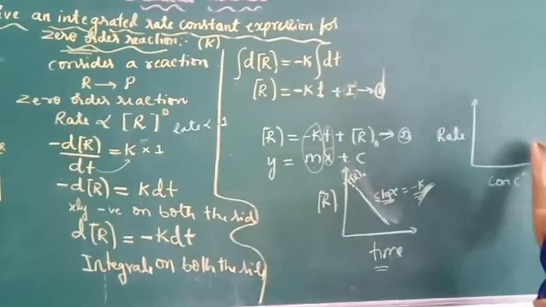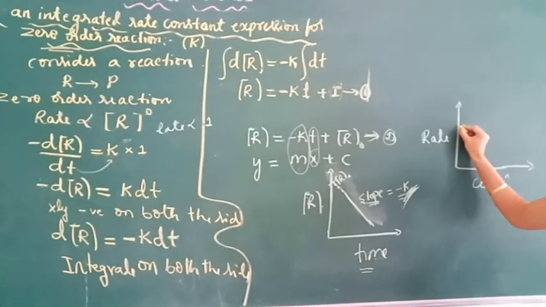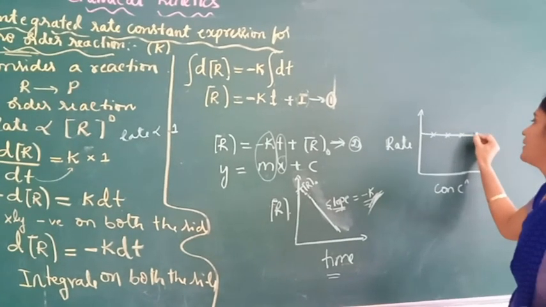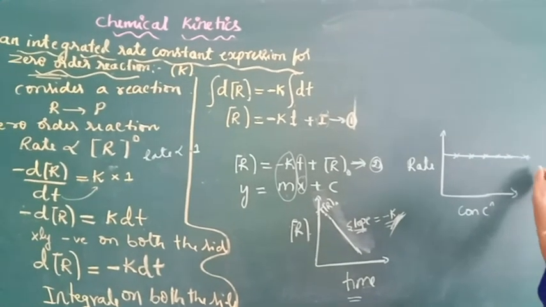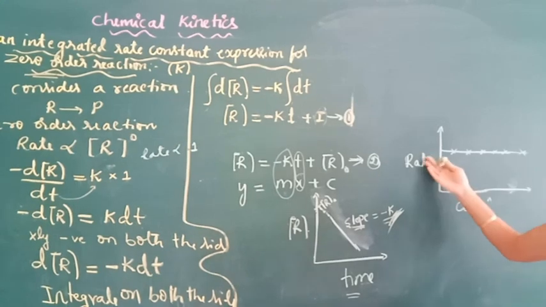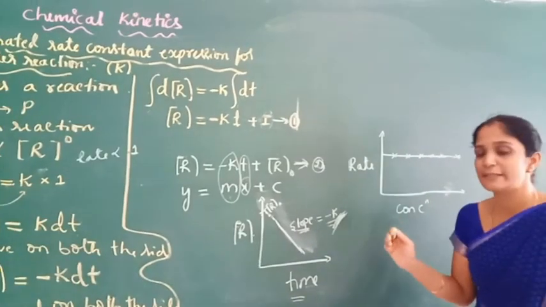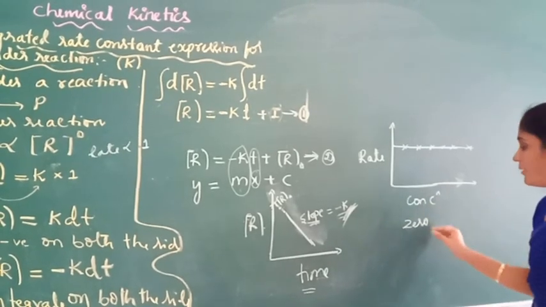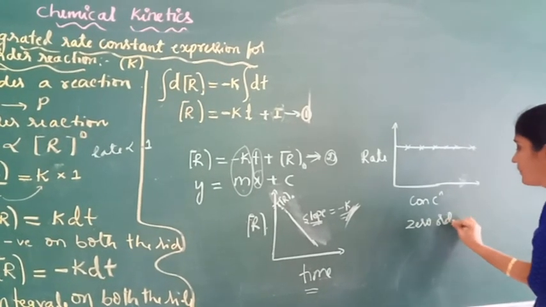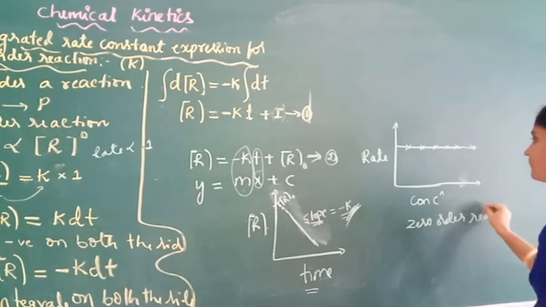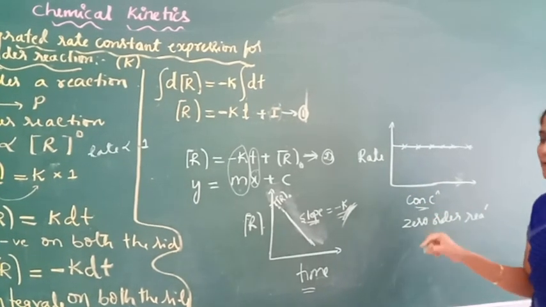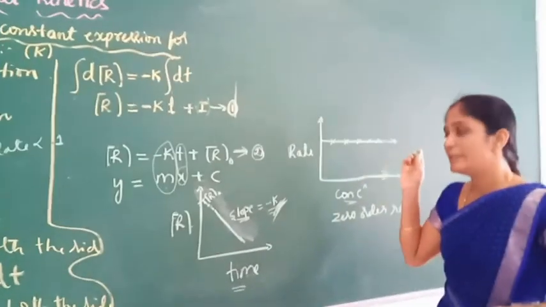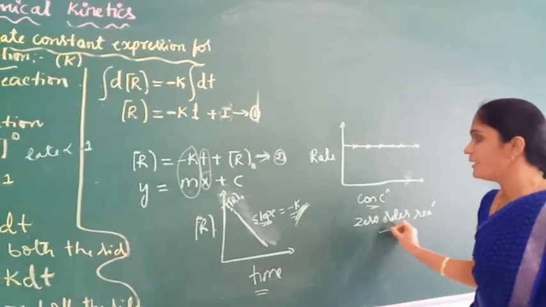If you plot rate versus concentration, we get a straight line parallel to the x-axis, because if the concentration increases, rate remains constant for a zero order reaction. It is also one of the graphs for zero order reaction. So we plot the rate versus concentration for a zero order reaction. So as the concentration increases, rate remains constant for a zero order reaction.